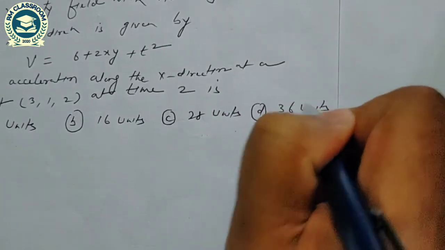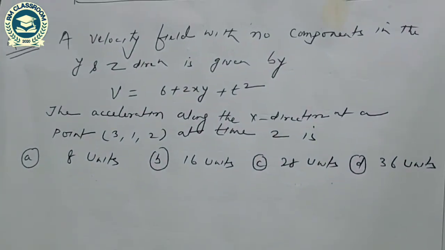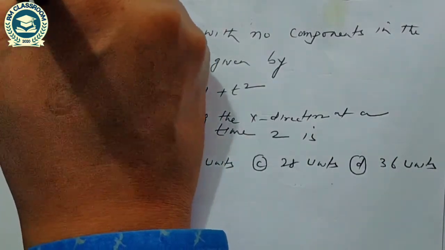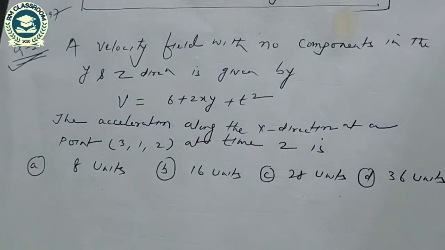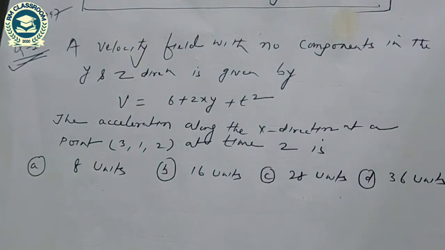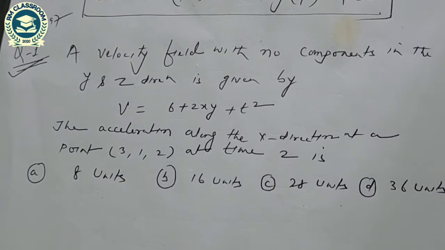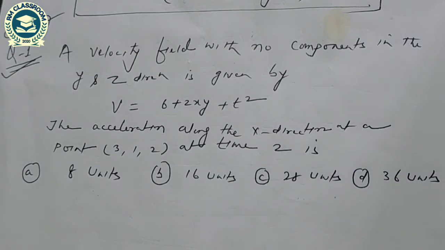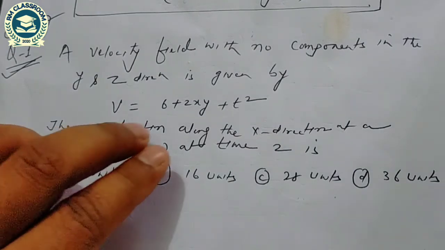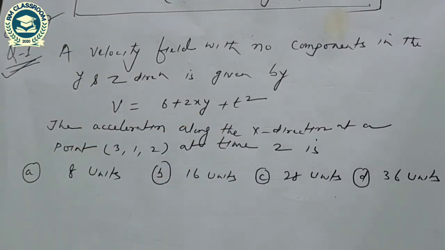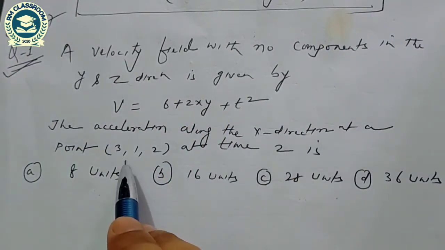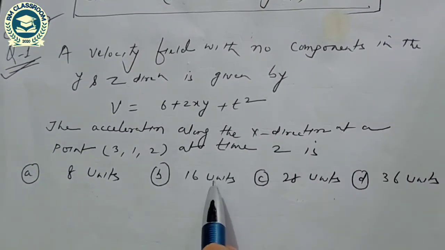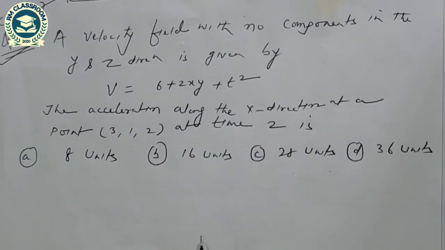So this question was asked in the Civil Services Examination 1997. A velocity field with no component in the y and z direction, and the velocity is given as 6 plus 2xy plus t square. The acceleration along the x direction at a point 3, 1, 2 at time 2 is option A 8 units, option B 16 units, option C 28 units, and option D 36 units.